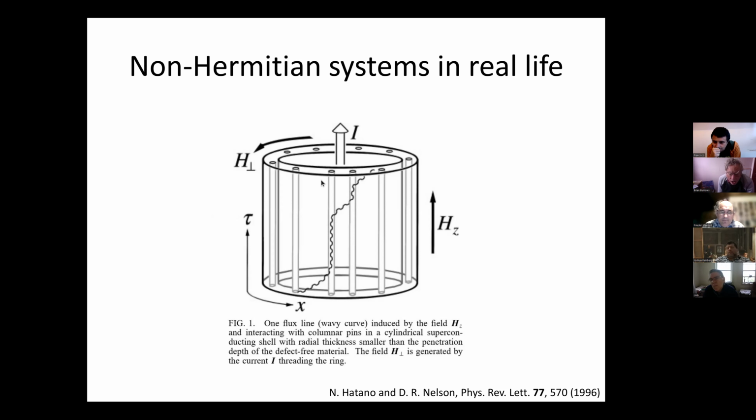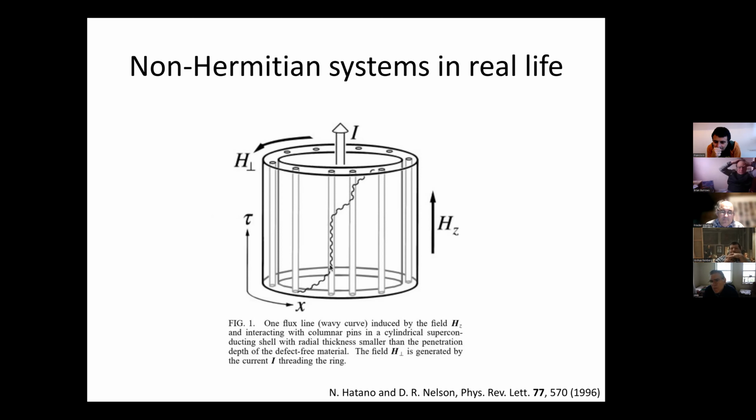So what you see here is a cylinder. It's a hollow cylinder, which is made from a superconducting material, and it has these defects in it. They call them columnar pins. So inside this cylindrical shell, there are all of these line defects, which are columnar pins. And what they did was they considered applying a magnetic field along the axis of the cylinder. For a strong enough magnetic field, this will produce flux lines.